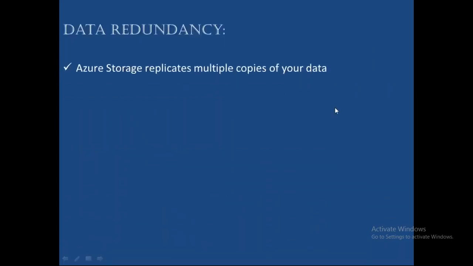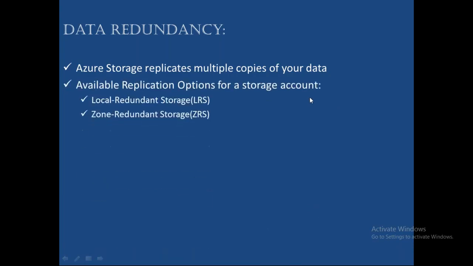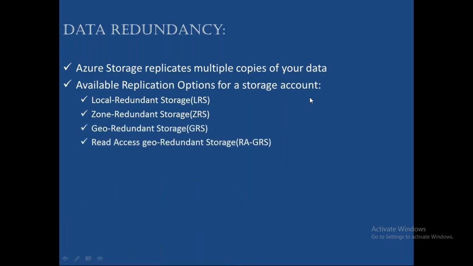So data redundancy. Now we are going with the data copies. Azure storage replicates multiple copies of your data. It is going to maintain multiple copies of your data. The available replication options for your storage account are locally redundant storage, zone redundant storage, geo redundant storage, and read access geo redundant storage. There are a few more options which are in preview mode and will be in place after some time, but currently these four are the available replications. We will see them one by one.